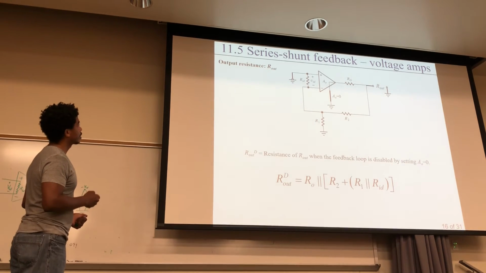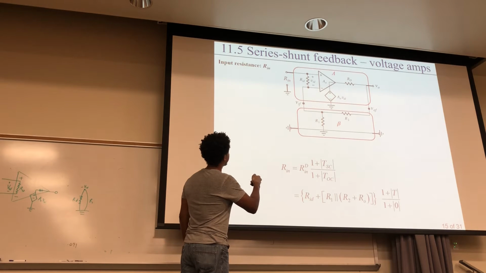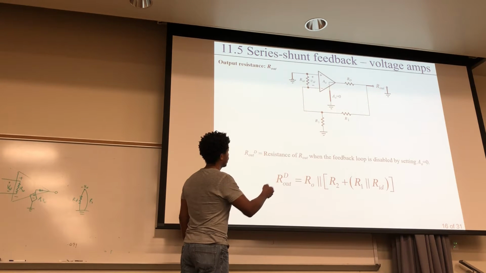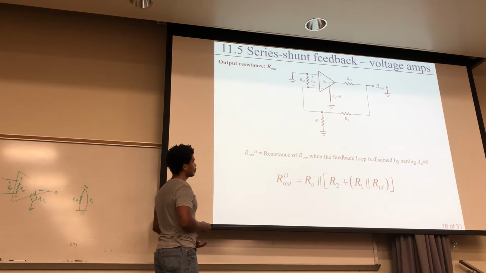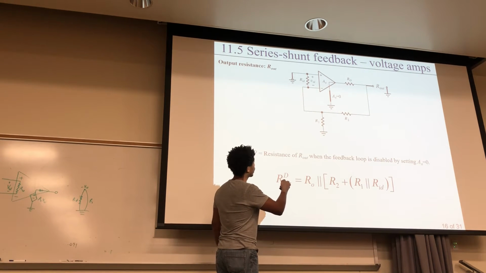Okay, and here's the output resistance right here. Now we're looking at output instead of input. So here's input right here. Now we're looking at the output resistance. And we just do the same thing. Okay, so you disable this right here by just shorting it.